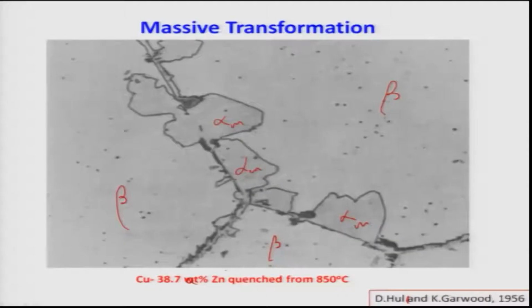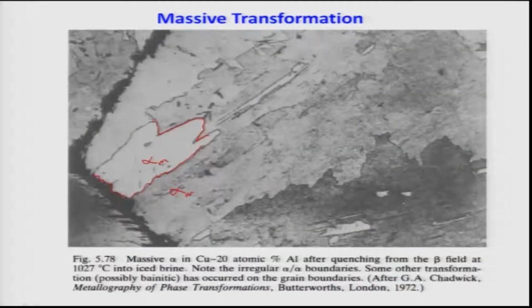So, this is what we have discussed, and I showed you a few examples of how the product phase, which is always denoted as alpha with a superscript m to make it different from the equilibrium product. The equilibrium product will always be alpha, that is why we use a different symbol, alpha m, and this grows into the parent phase with an irregular morphology. This is an important characteristic of these transformations.